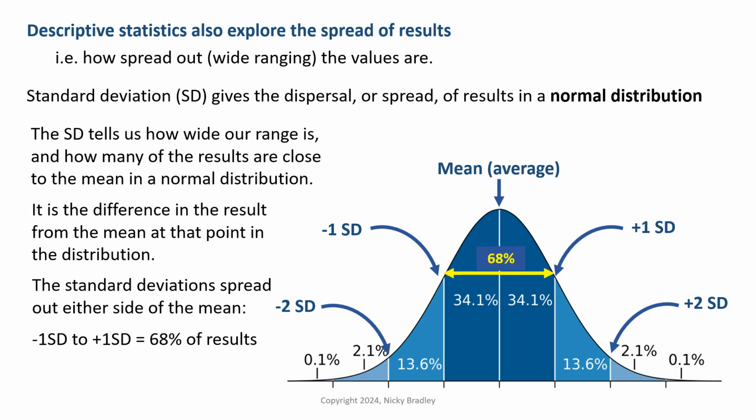How about -2 and +2? -2 and +2 standard deviations gives us 95% of the results. So always 95% of the results will be encompassed by -2 standard deviations through to +2 standard deviations, either side of the mean.